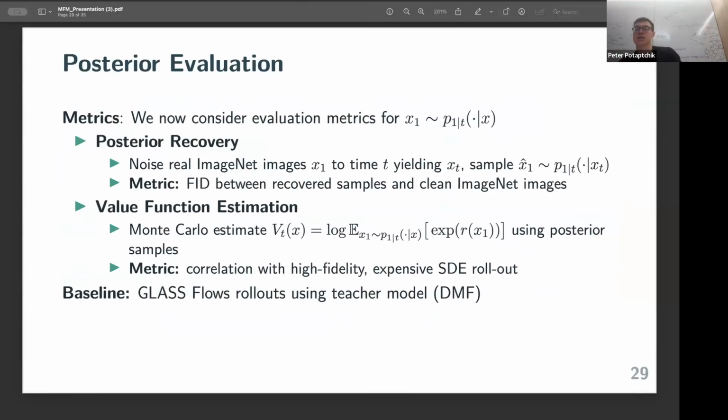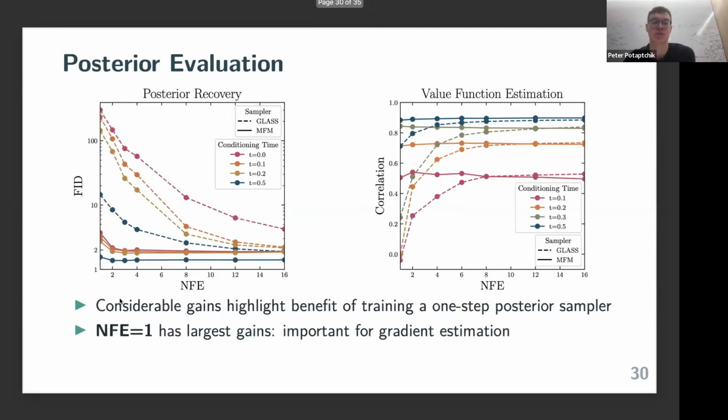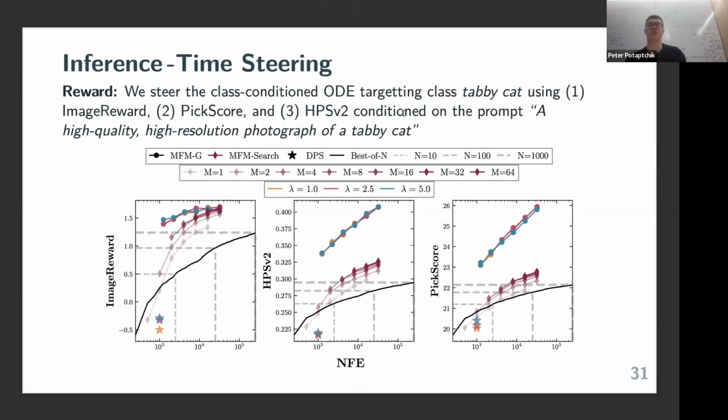So let's see here. Okay, I'm not going to go into the details, but we took these experiments from glass flows, and we just wanted to ensure that we really are sampling the posteriors well. So we have a few different evaluation metrics, and it does show that we beat out glass, especially in this low floating point regime. But just for time, I'll leave that for later. And instead, I want to focus on our inference time steering, because that's the main pitch that we have.